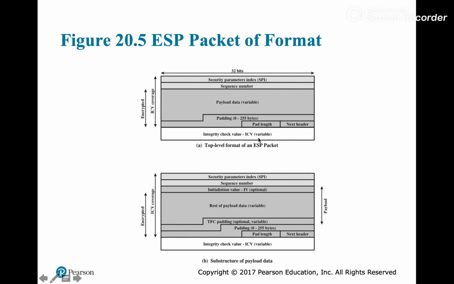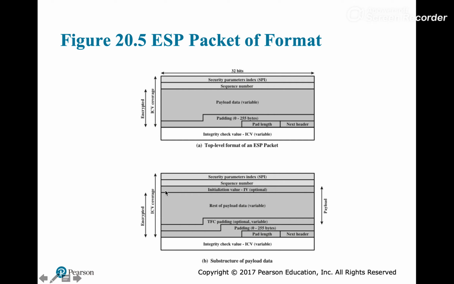The integrity check value does not have any fixed length. It is variable, depending on which algorithm you use to calculate the MAC. It contains the ICV or MAC over the ESP packet minus the authentication data field, because when we are calculating the MAC, this ICV field is not included in the calculation. So the ICV coverage is everything from SPI and sequence number up to the next header.